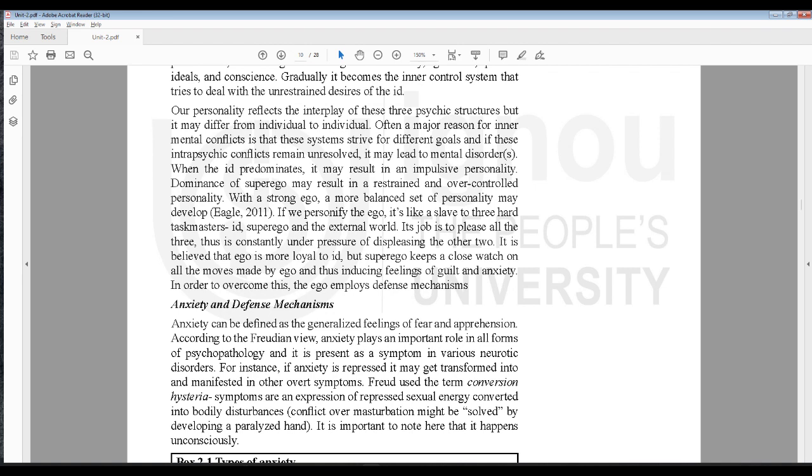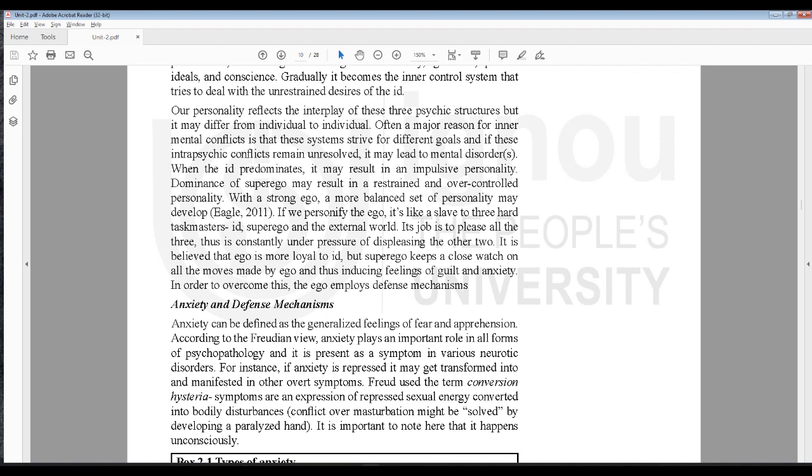Our personality reflects the interplay of these three psychic structures, but it may differ from individual to individual. Often a major reason for inner mental conflicts is that these systems strive for different goals, and if these intrapsychic conflicts remain unresolved, it may lead to mental disorders. When the ID predominates, it may result in an impulsive personality. Dominance of the superego may result in a restrained and over-controlled personality. With a strong ego, a more balanced personality may develop.